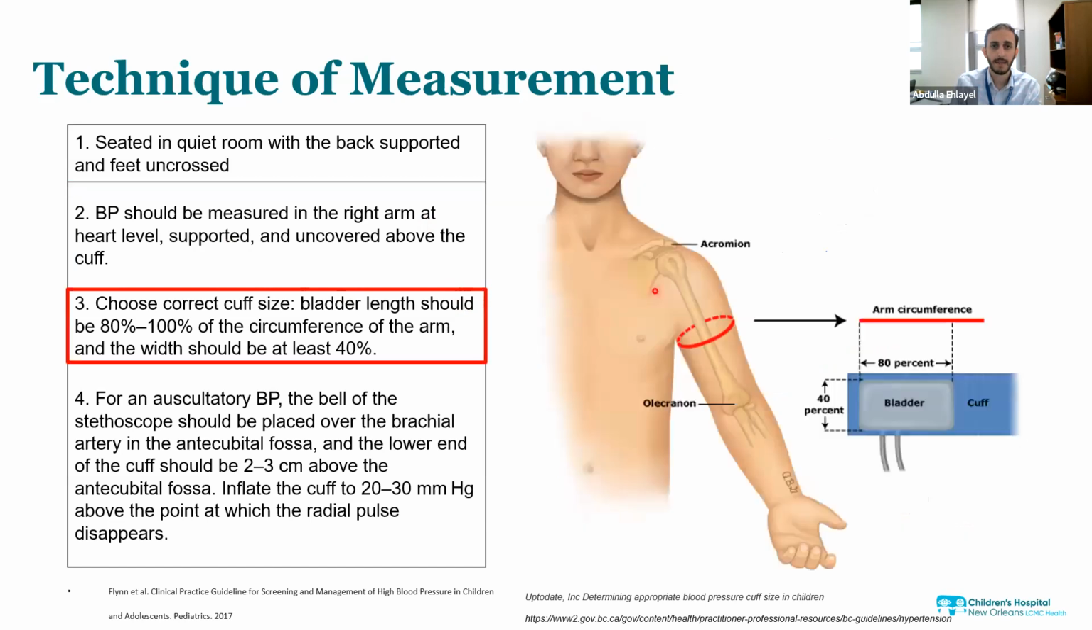And then the cuff size is very important. So ideally, under ideal conditions, you should measure the arm circumference. The bladder inside the cuff, the part that inflates and that we put on the arm, the bladder should be in length 80% of the arm circumference, and the width should be 40% of the arm circumference. This is sometimes difficult in real life, in practical matters.